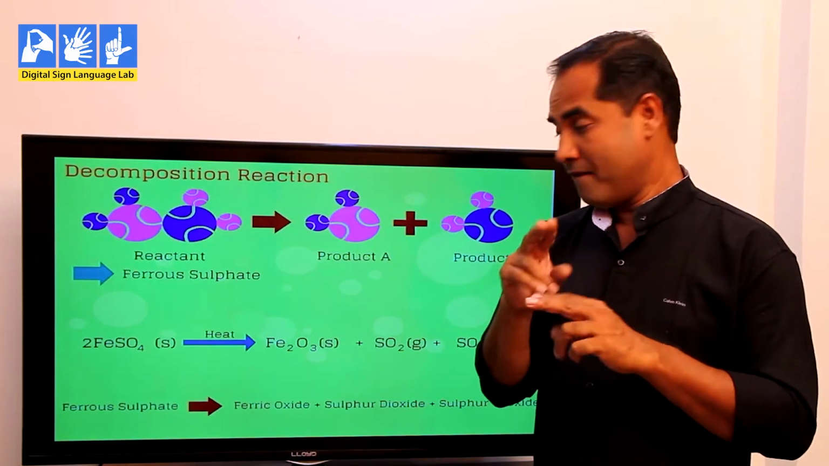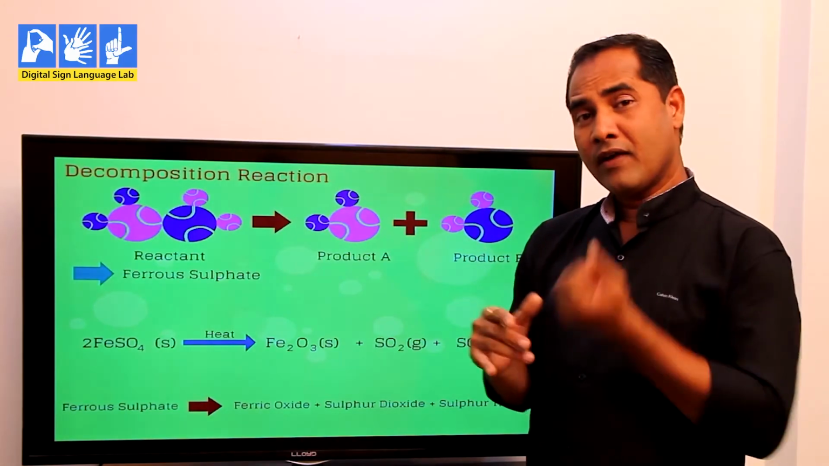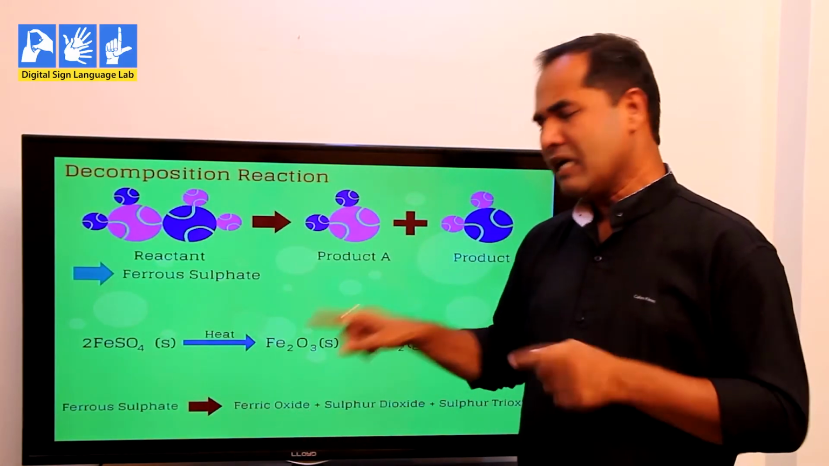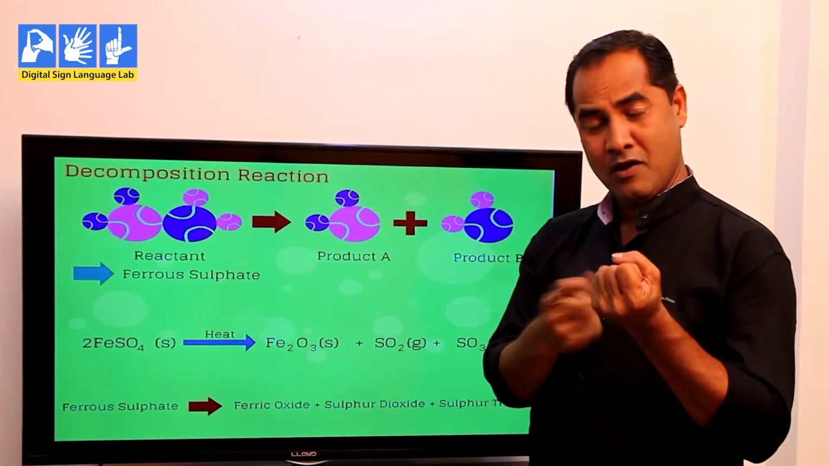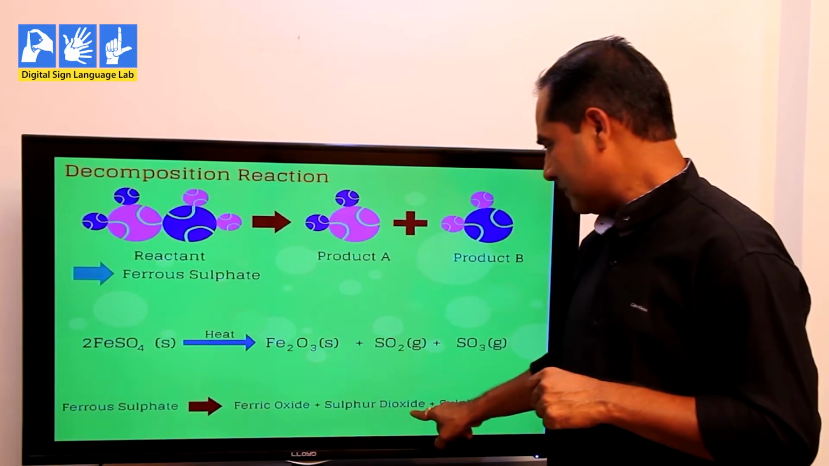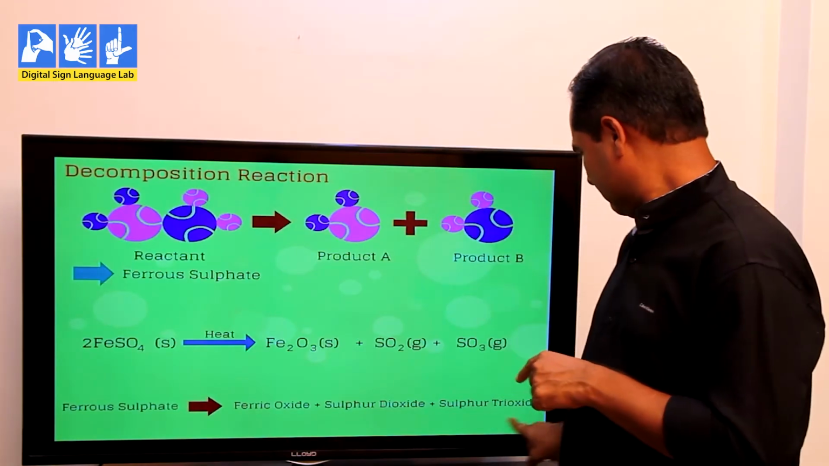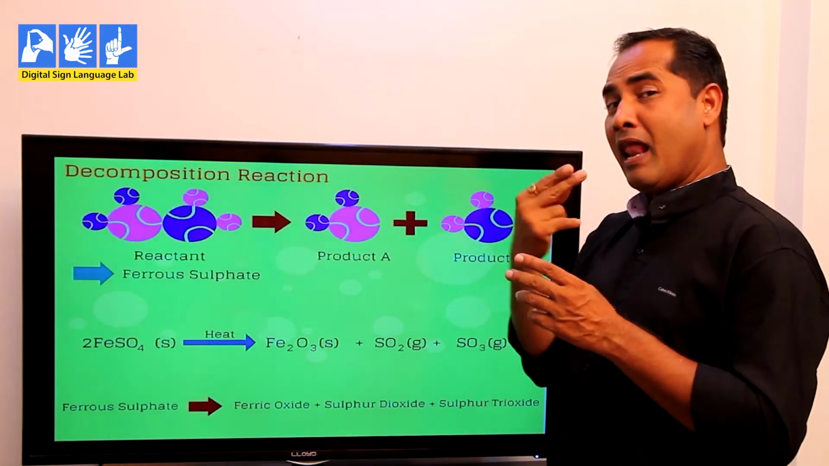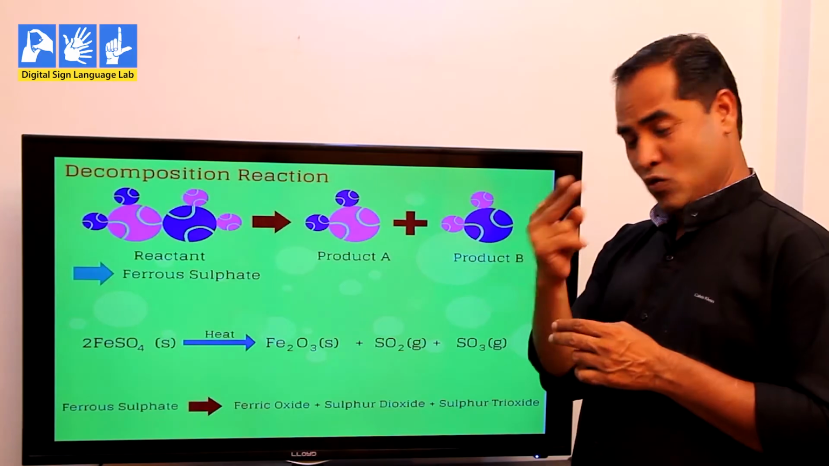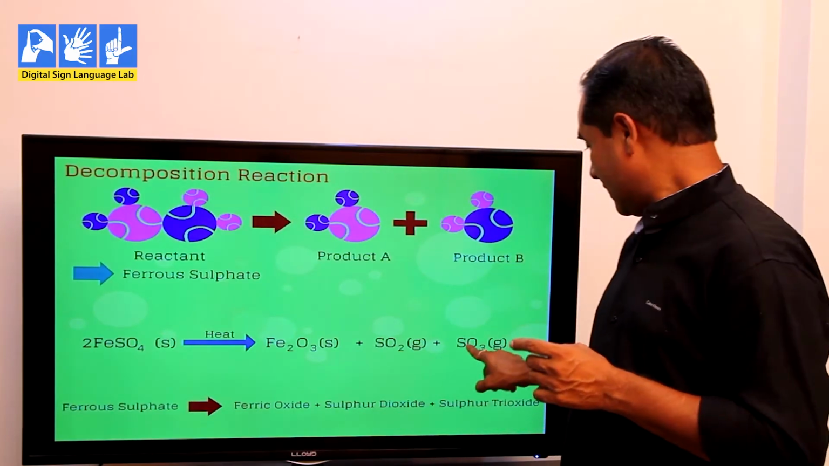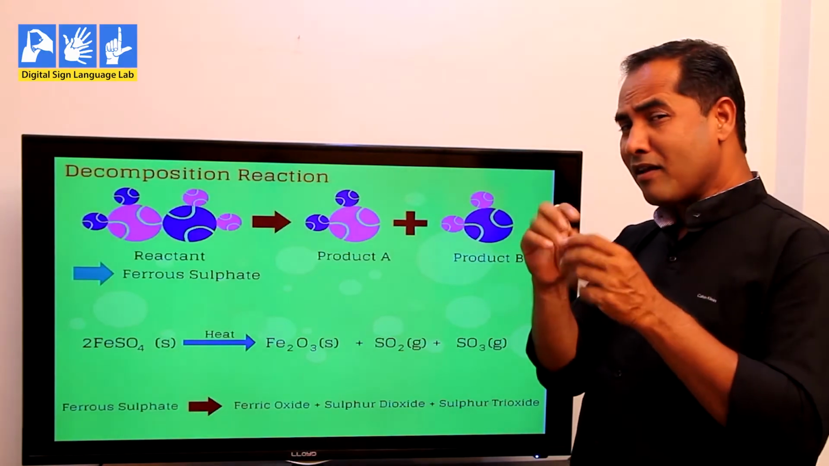So the chemical reaction which is happening here, when we heat ferrous sulfate, we get ferric oxide. Also, a gas called sulfur dioxide, and a third gas called sulfur trioxide, SO2 and SO3. So SO2 is sulfur dioxide and SO3 is sulfur trioxide.